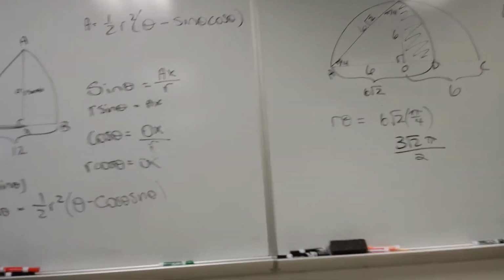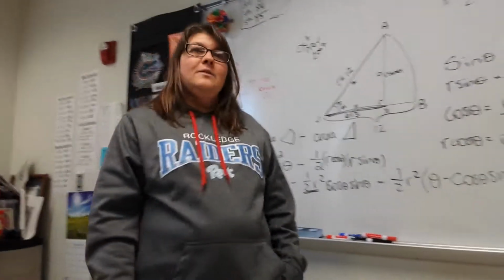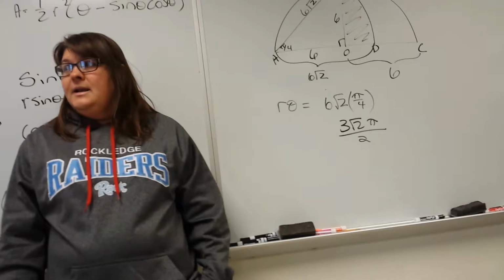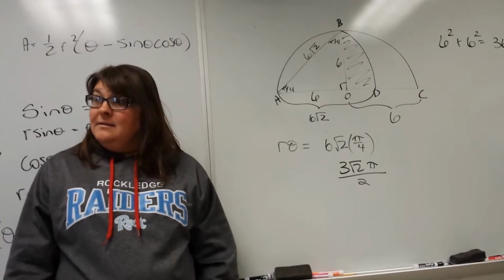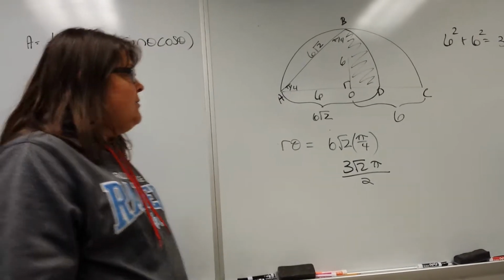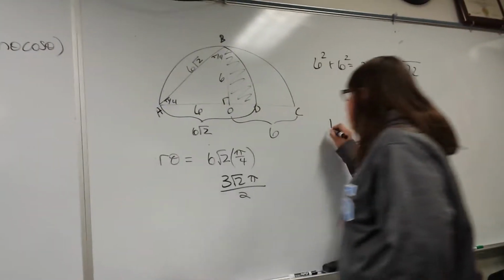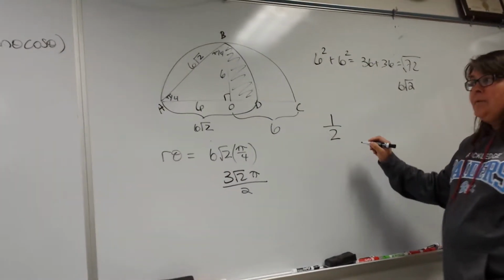And then the next one is to find the area of the shaded region. So you're going to find the area of the piece of pizza minus the area of the right triangle. Does that make sense? Yes. How do we find the area of a piece of pizza? The formula is 1/2 r squared theta. 1/2, what was r?